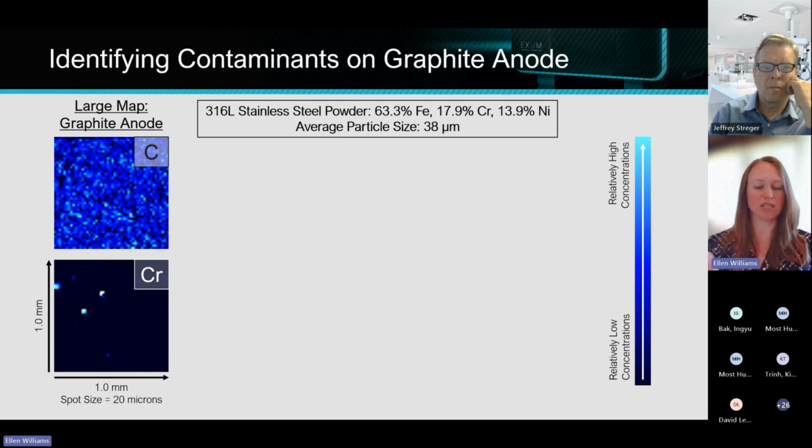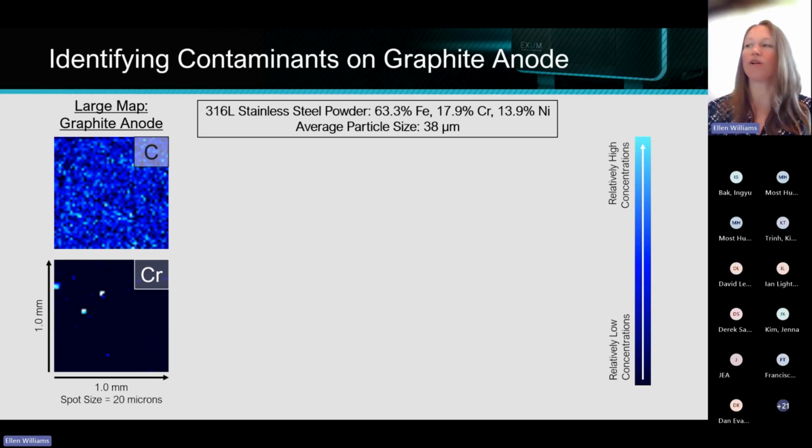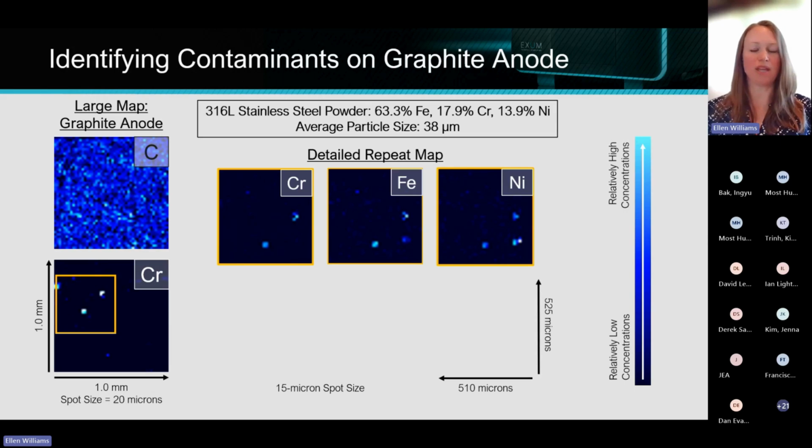And then on the chromium, we see essentially this dark background of low concentration. We wouldn't expect to see much chromium in an anode, but a few hot spots there. And so what I've also pointed out is the stainless steel powder that we used has quite a bit of iron, chromium, and nickel in it, with an average particle size of 38. And so clearly, these hot spots are likely those stainless steel powder contaminants. So we went over that area with another scan, so about a 500 by 500 micron area with a 15 micron spot size this time. So a little bit higher resolution, a little bit smaller.